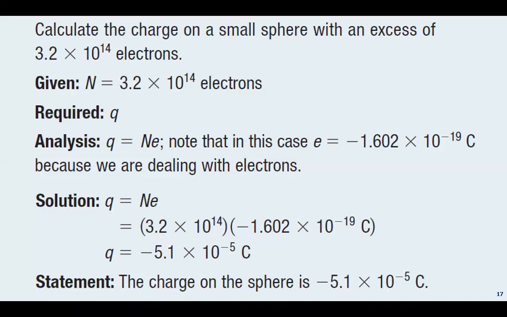Therefore, the total charge on the sphere is given by 3.2 times 10 to the power of 14 times negative 1.602 times 10 to the power of negative 19 coulombs, which is approximately negative 5.1 times 10 to the negative 5 coulombs.